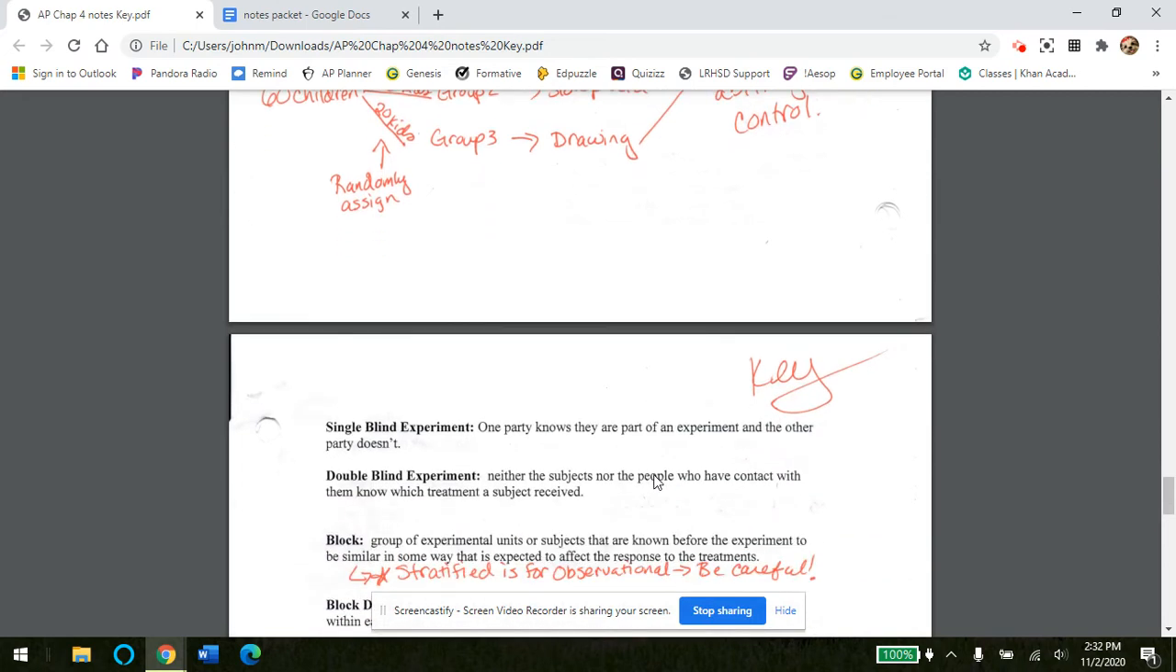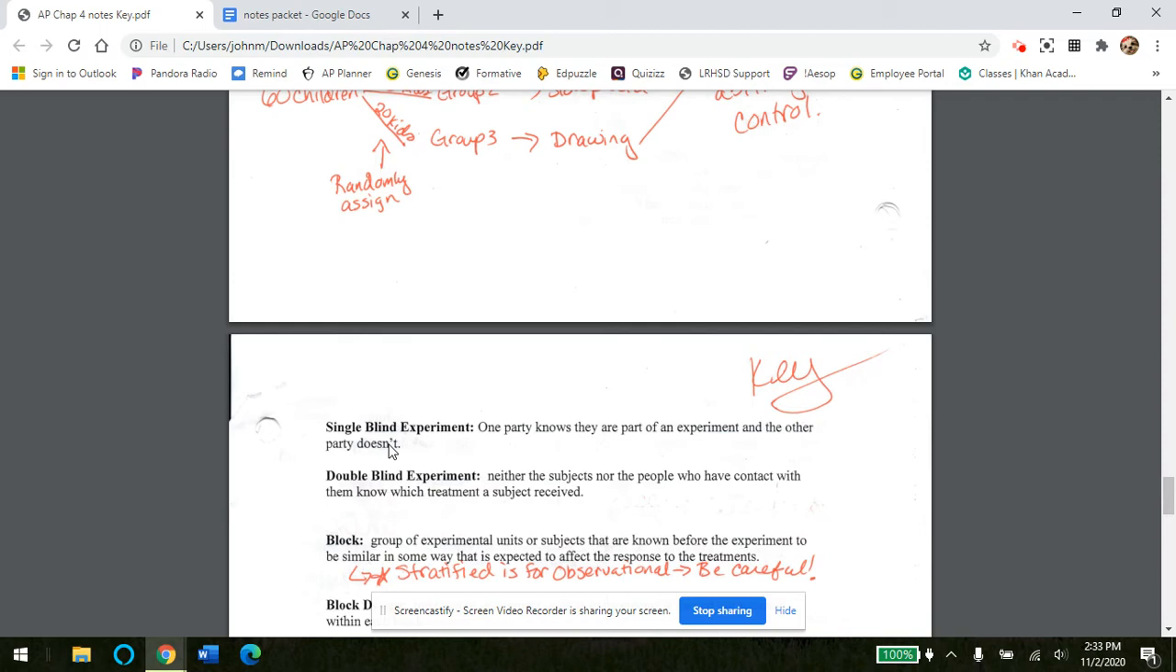Now, when you're doing experiments, you also can have single blind or double blind. If you're blinded in an experiment, that means you don't know part of what's happening. So here, one party knows they're part of an experiment and the other party doesn't. It could be that the people don't know that they're in an experiment, but the experimenter knows. It could be that the experimenter doesn't know who's in the treatment and who's in the control.